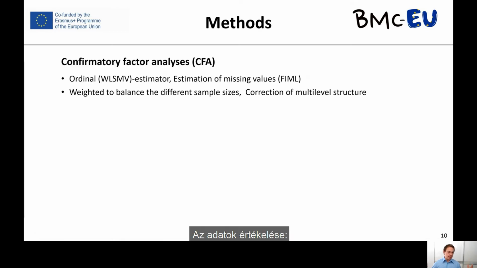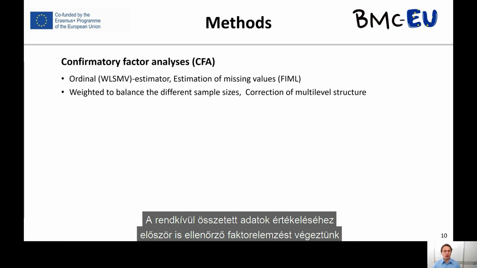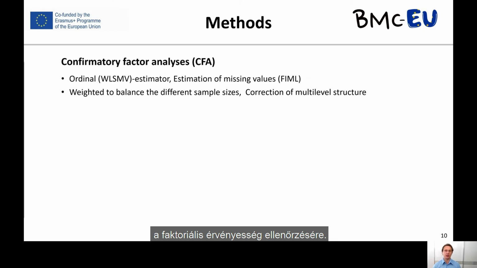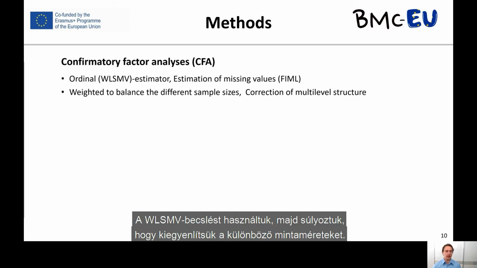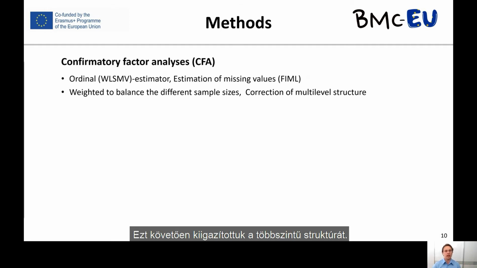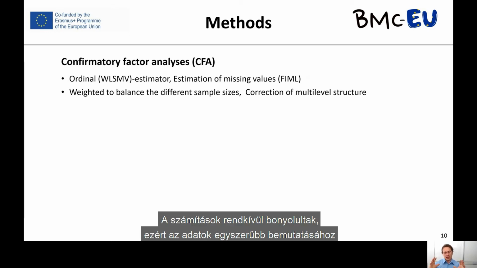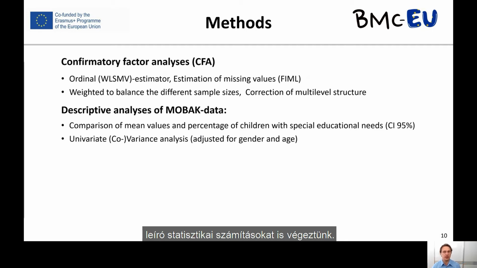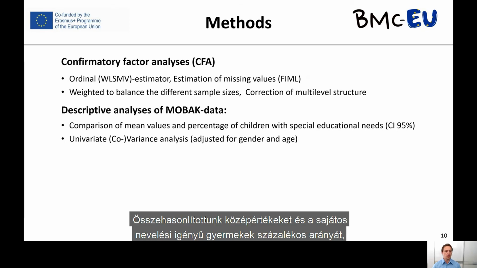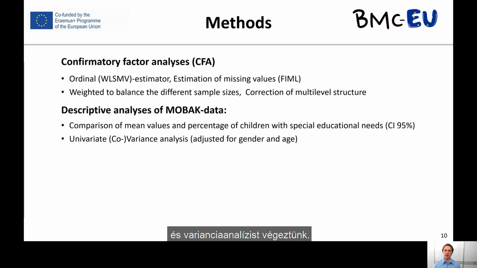To evaluate these really complex data, first of all, we calculated confirmatory factor analysis to check the factorial validity. So we used ordinal estimators, weighted to balance the different sample sizes, and corrected for the multi-level structure. But these calculations are really complex, so for a simple presentation of the data, we also calculated descriptive statistics. So we compared the mean values and the percentage of children with special educational needs and used variance analysis.